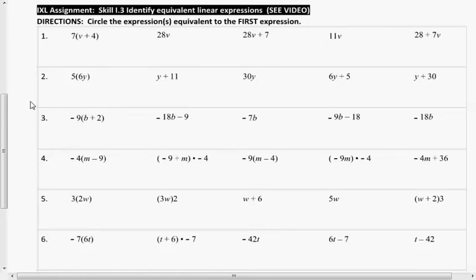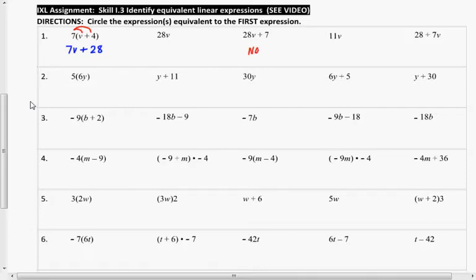Okay, this is IXL Skill I3, and it's really just checking your fluency with simplifying expressions. So my advice would be on the first question, the first expression they give you, simplify it first. Okay, you can distribute 7 times v and then 7 times 4 and see that that expression is 7v plus 28. So notice they're trying to fool you with this one.